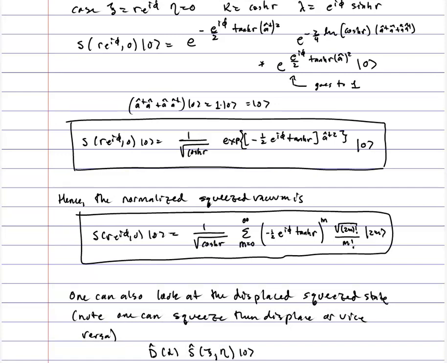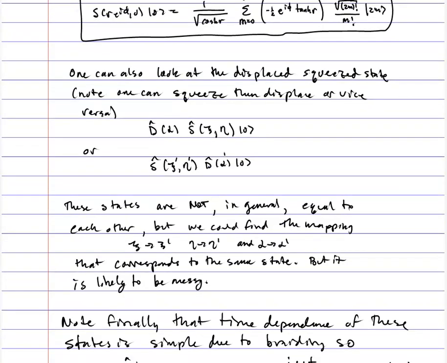Okay, we also can look at a displaced squeezed state, which would put the displacement operator after the squeezing operator. That's the normal way that it works. You can also think of doing the displacement first and then the squeezing, but those two states are not in general equal because the displacement operator and the squeezing operator do not commute. But you could figure out what the c prime, eta prime, and alpha prime are in order to give you the same state. That would be an exercise in working with these operator identities. It does get a little bit messy, and don't worry, I'm not going to ask you to do that.